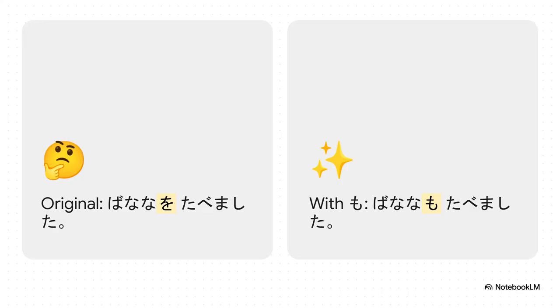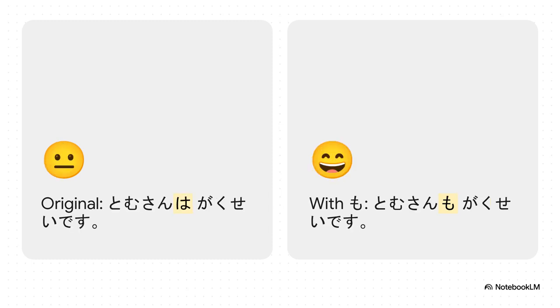Easy. Okay, let's see how this works in a real sentence. Let's say you just mentioned, I ate an apple. Now you want to add, I ate a banana too. Normally you'd say, banana wo tabemashita, with that object marker, o. But because we want to say too, we're going to follow our rule. We replace o with mo, and we get banana mo tabemashita. It's a clean swap, and it connects the two thoughts perfectly.